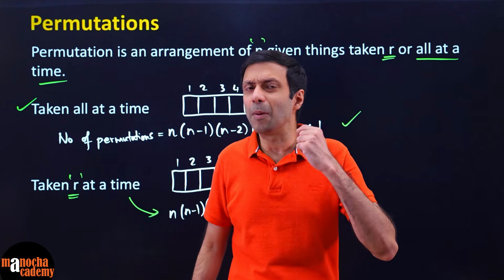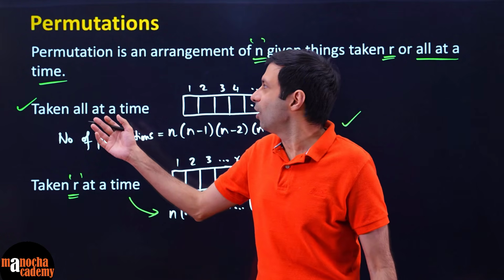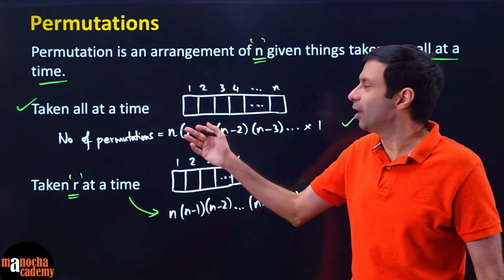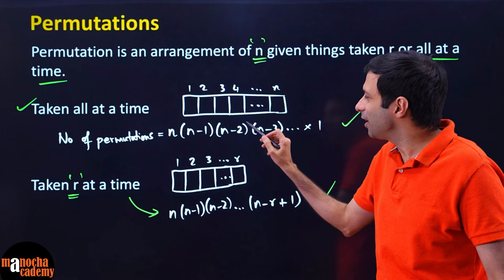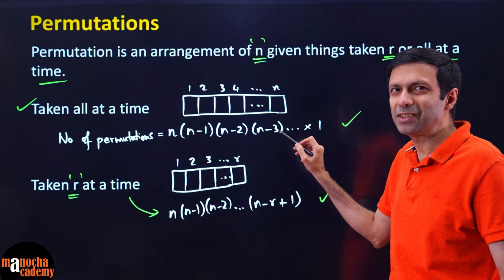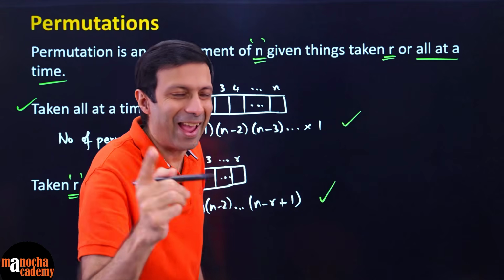Now let's see if we can apply the factorial notation to the number of permutations when all the objects are taken, so all at a time. So we can see the number of permutations is n times n minus 1 times n minus 2 times n minus 3 till 1. And you can see this is nothing but n factorial.